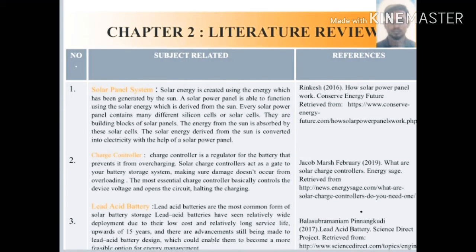The second component is the charge controller. The charge controller is a regulator for the battery that prevents it from overcharging. This component is used to control the device voltage and also to open the circuit. The last component is the lead acid battery. This battery is used as a storage to store the electrical energy which is created from the solar panel system.